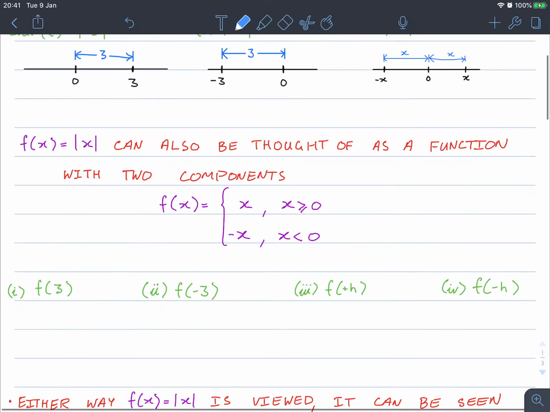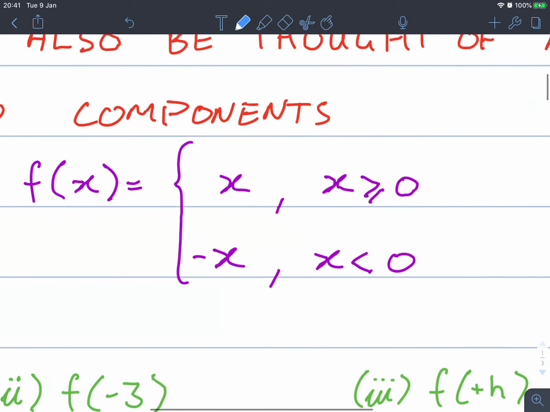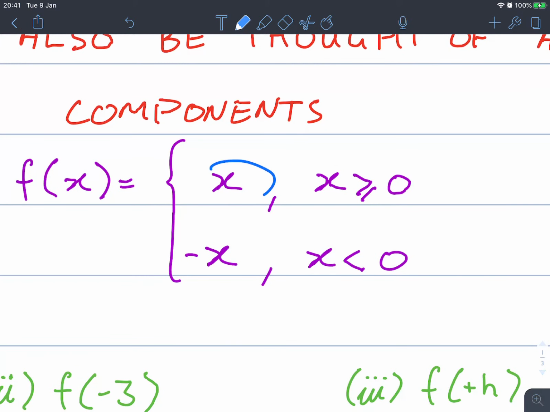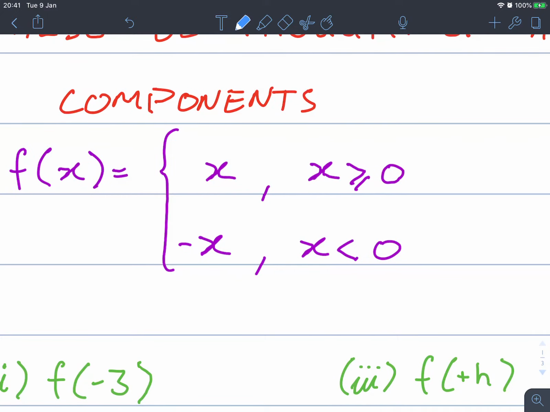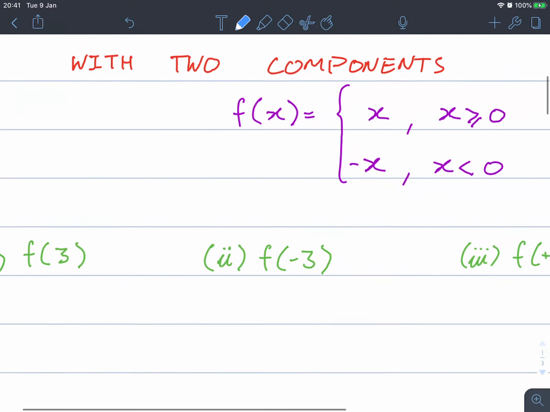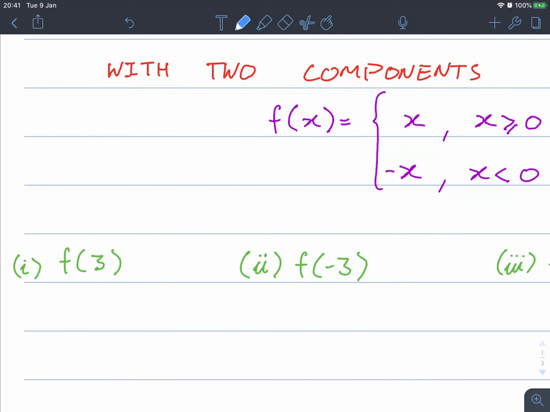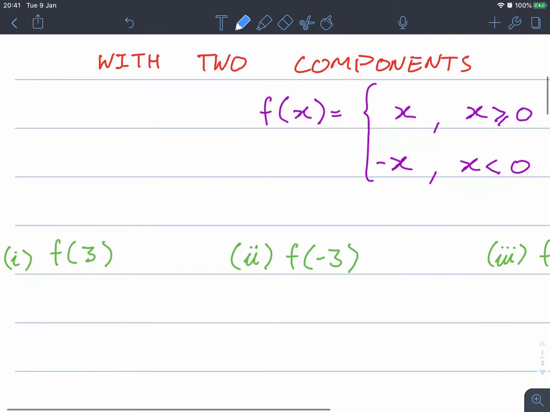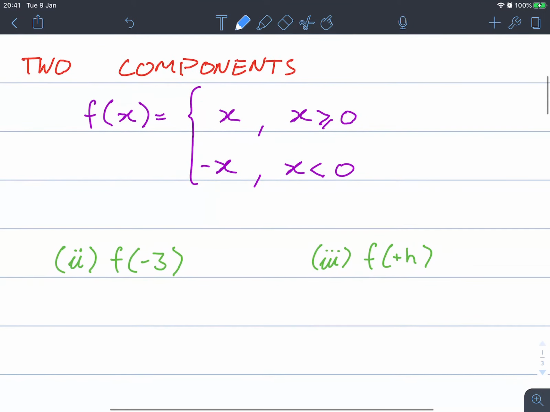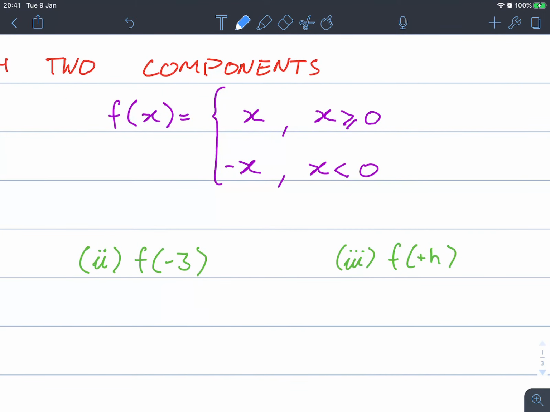It can also be thought of as a function with two components. If x is greater than 0, we substitute x. If x is less than 0, we substitute negative x. For example, if we had f of 3, 3 is greater than 0, so we use this component. So this just becomes 3. If we had f of negative 3, because negative 3 is less than 0, we have to use this component. So we put negative of negative 3, giving us positive 3.